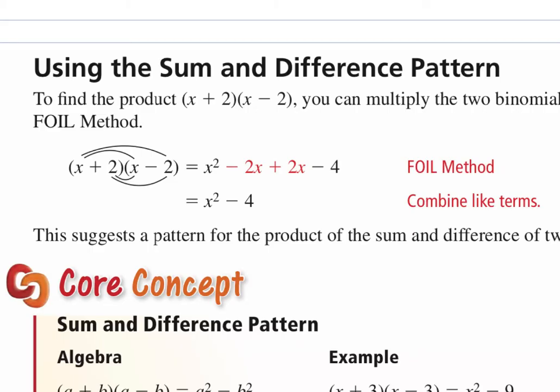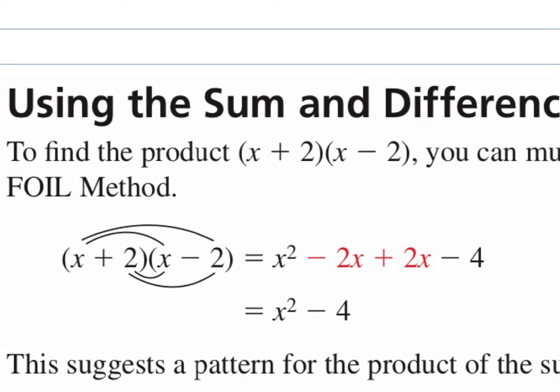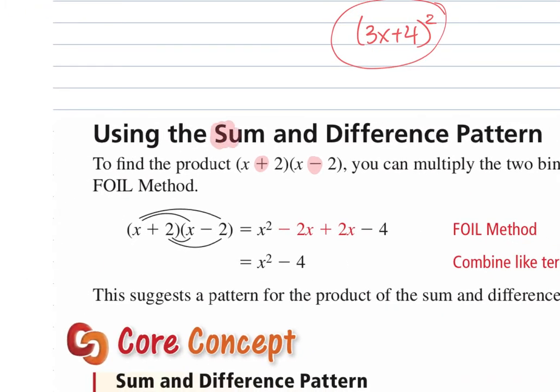This next one is called a sum and a difference pattern, okay? So the first shortcut was for what? When we were doing what? It was like 3x plus 4 squared, right? So we had the same thing times itself. There's a difference between these two binomials. What's the difference here, guys? One's adding and one's subtracting. So we call this the sum and difference pattern, okay? Sum and difference pattern. Why is it called sum and difference? One's adding and one's subtracting. Does that make sense, guys?